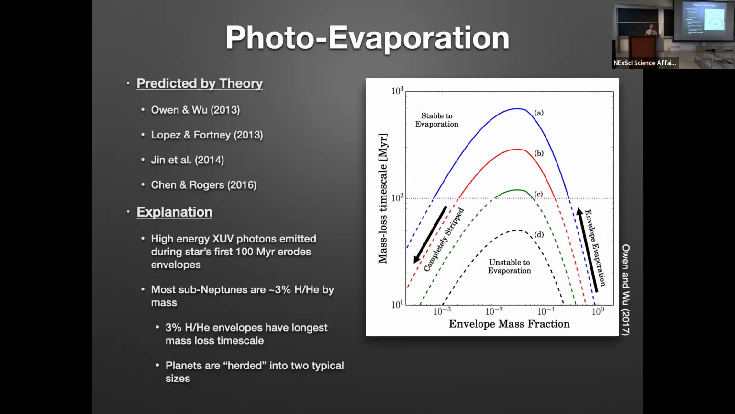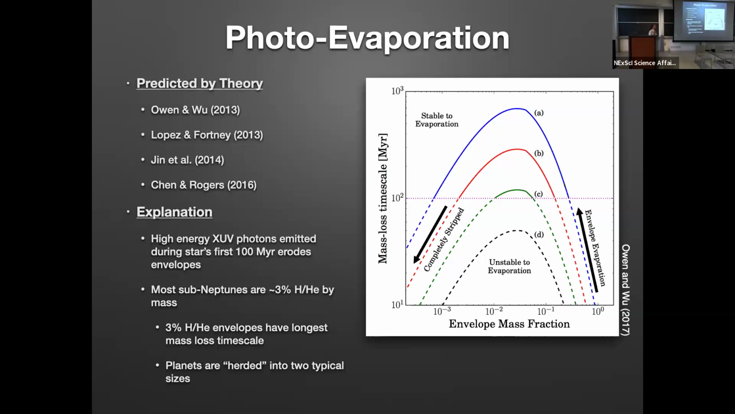So maybe one of the most widely adopted theories that explains the gap is photo-evaporation. And this was a great example, that Brendan was mentioning, of a theory coming out with a prediction of what the planet population should look like. And then we went and observed it and saw exactly what was predicted by Owen and Wu 2014, Lopez and Fortney 2013, and others around that time.